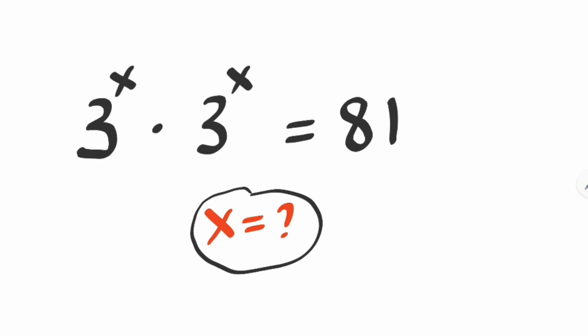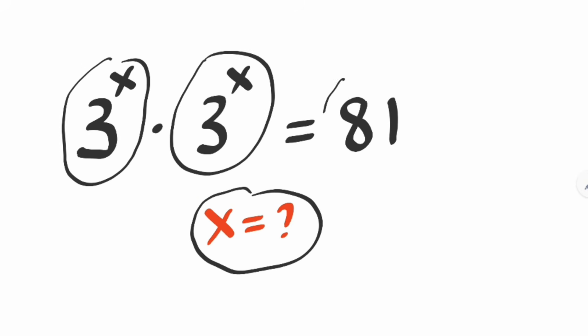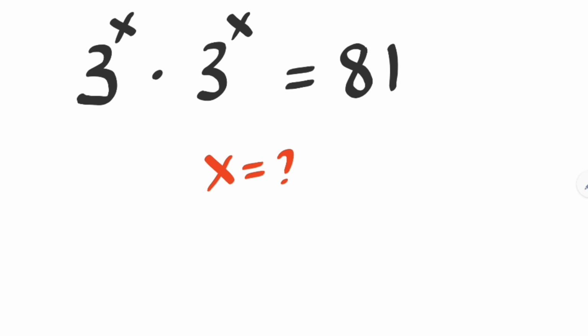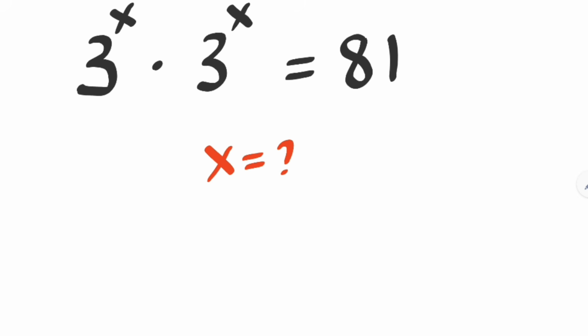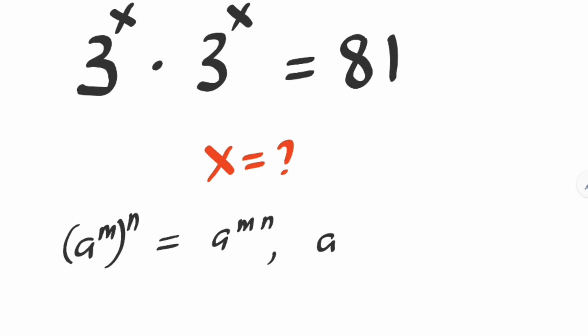Let us solve for x, given 3 raised to power x multiplied by 3 raised to power x is equal to 81. If you have a raised to power m to the power of n, this is equal to a raised to power mn. Then if you have a raised to power m multiplied by a raised to power n, this is equal to a raised to power m plus n.